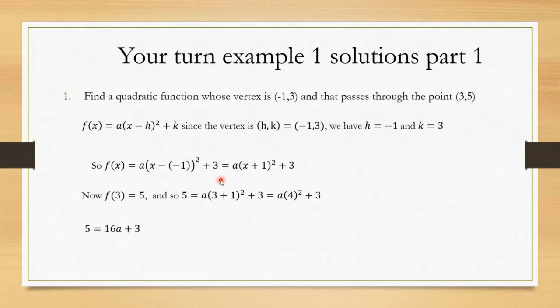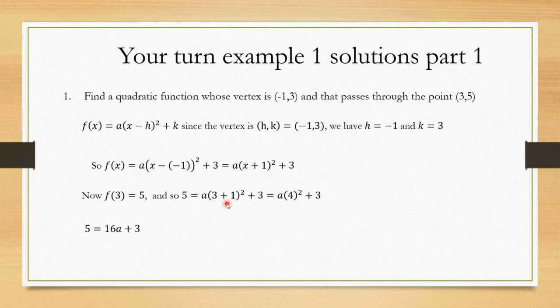So in other words, this means f of 3 must be 5. In other words, when x is 3, we have to get 5 back. So this whole thing will equal 5 when x is 3. So that's what we have here, as you can see.